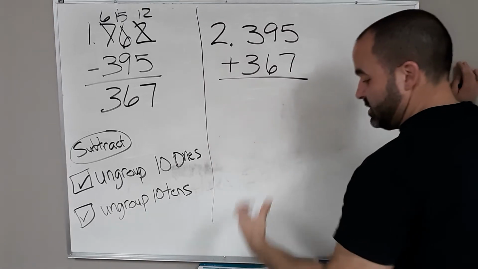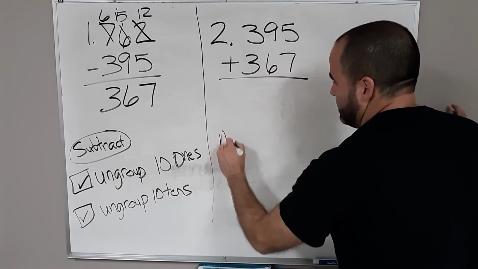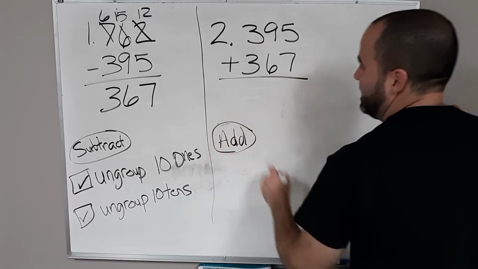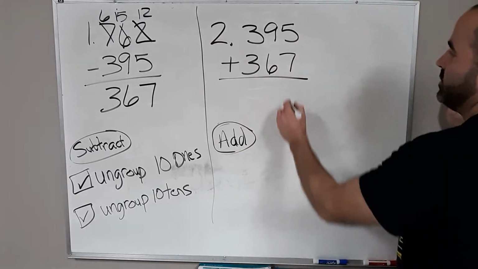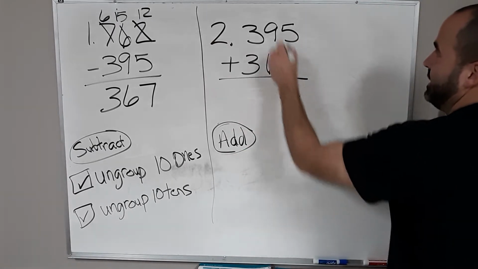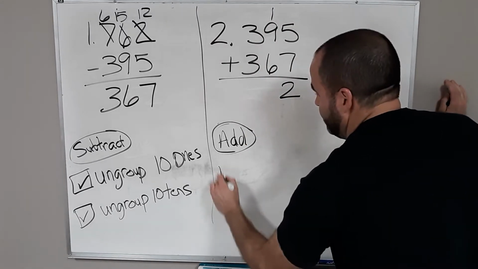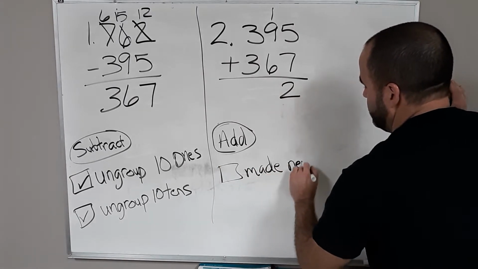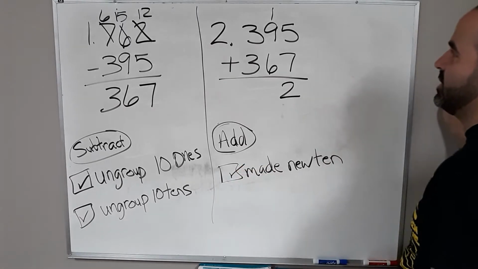Well, okay, sorry. First things first, we better circle down here where it says we're going to add. So it says add, circle it. There we go. Okay, now we can start adding. So 5 plus 7 equals 12. Carry the 1. Okay, so now, do we make a new 10? Made new 10. Absolutely. So we're going to put a check mark there.